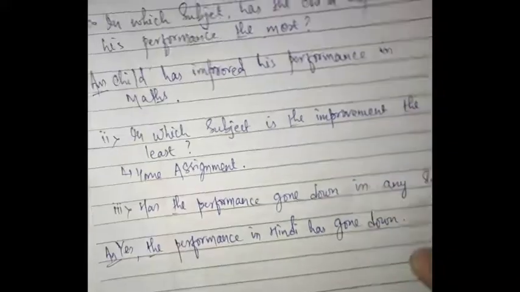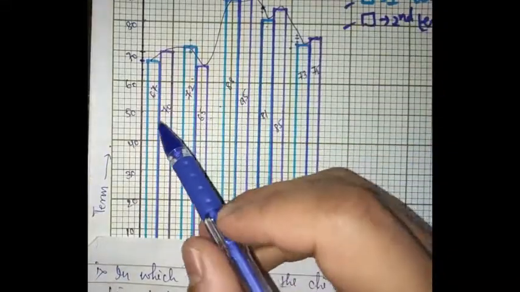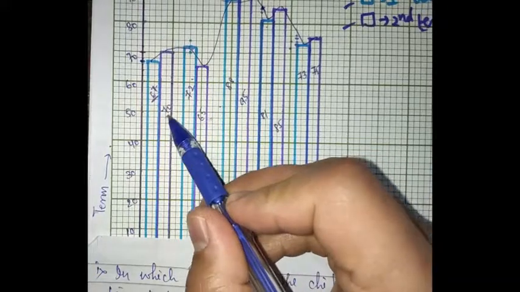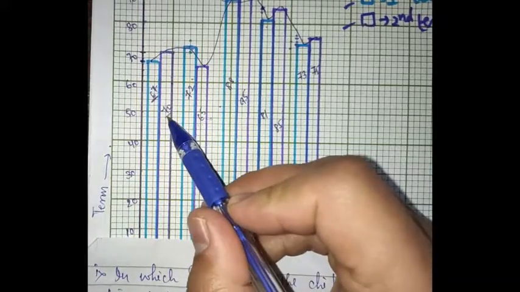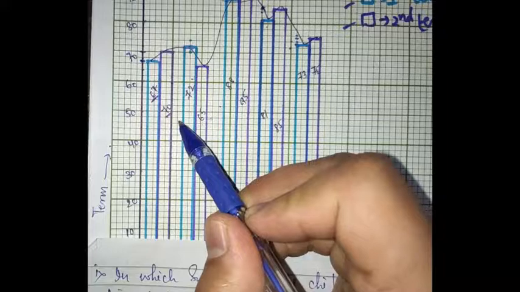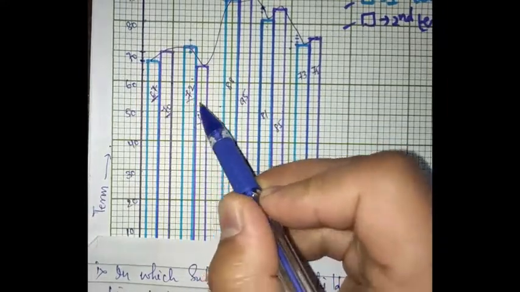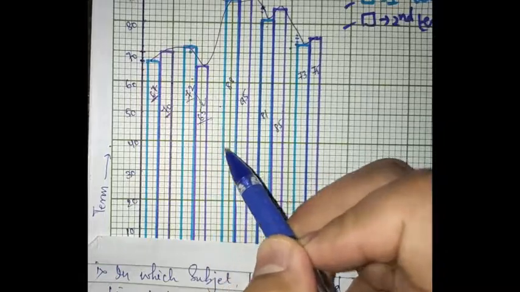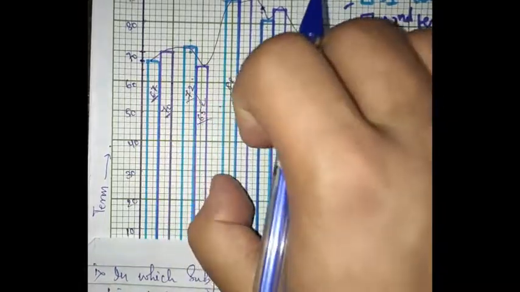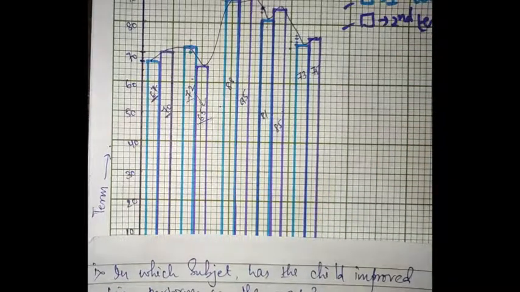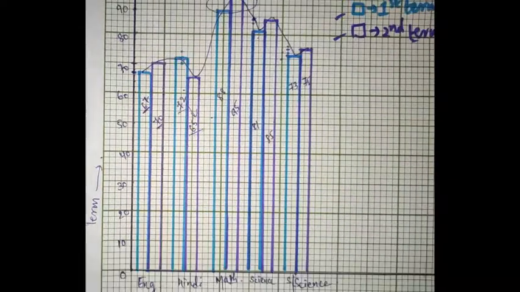Understood, students? I hope you have understood this. Why Hindi? Because just see, in the first term, if the student is getting fewer marks, in the second term the marks got increased. Similarly, in the case of 72 in the first term, then 65, it got decreased, no? So that's why we are saying that the performance in Hindi has gone down. All right, so with this we are over with question number 4 also.